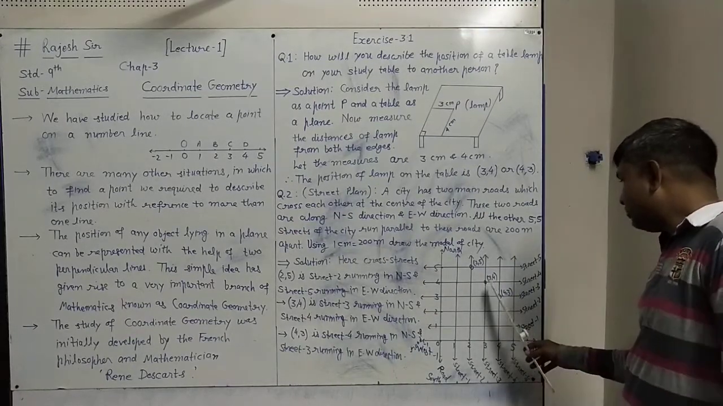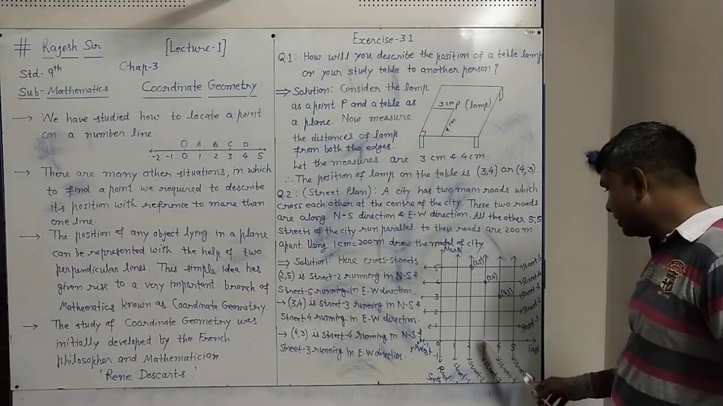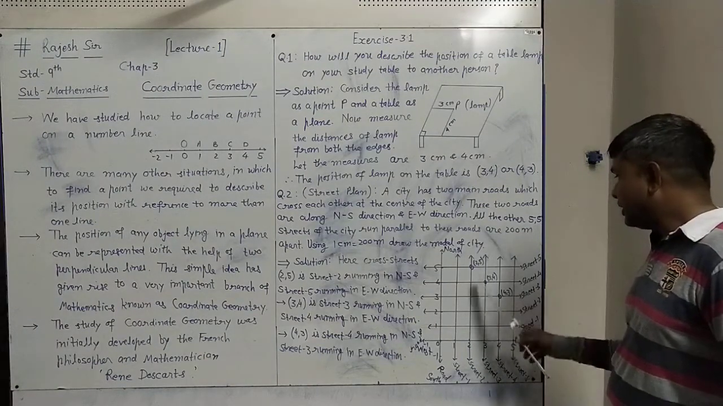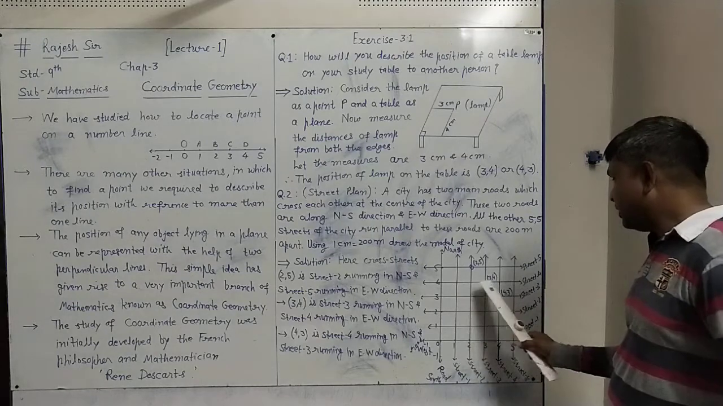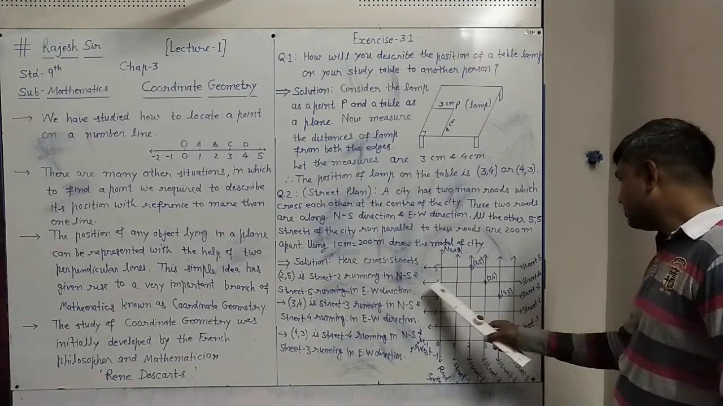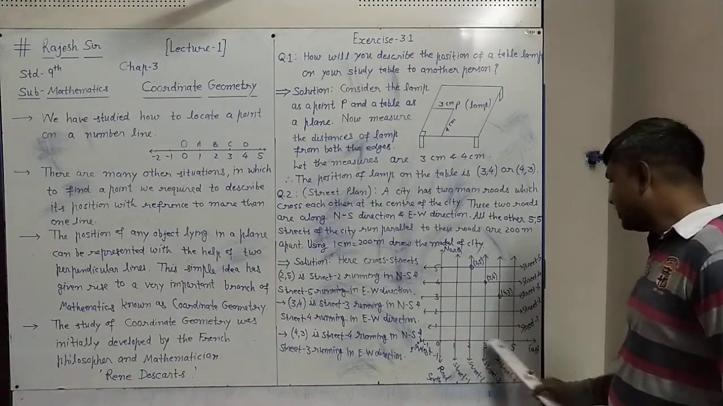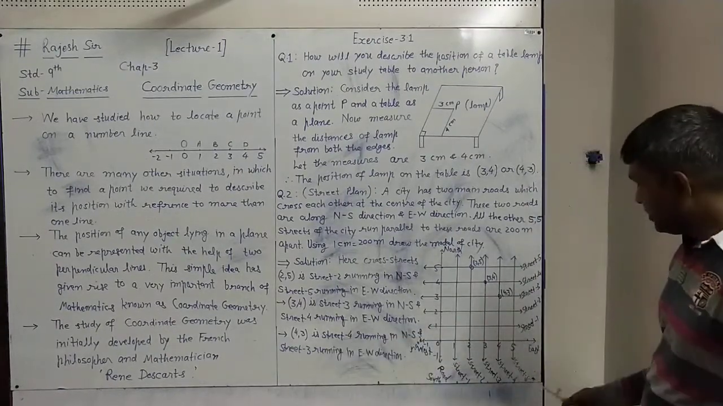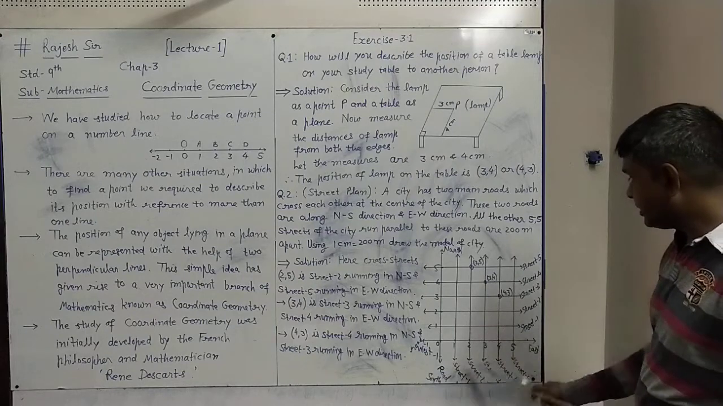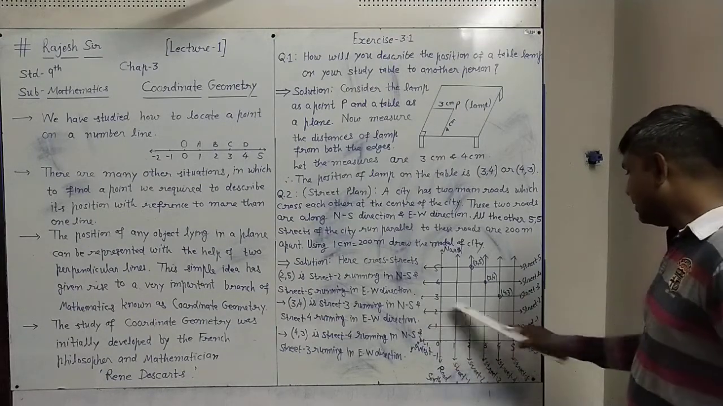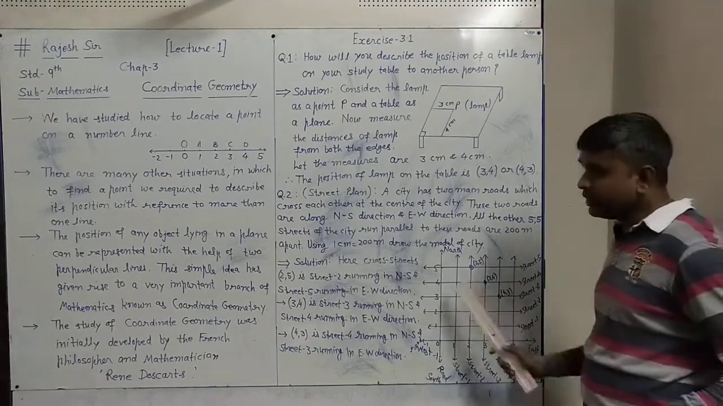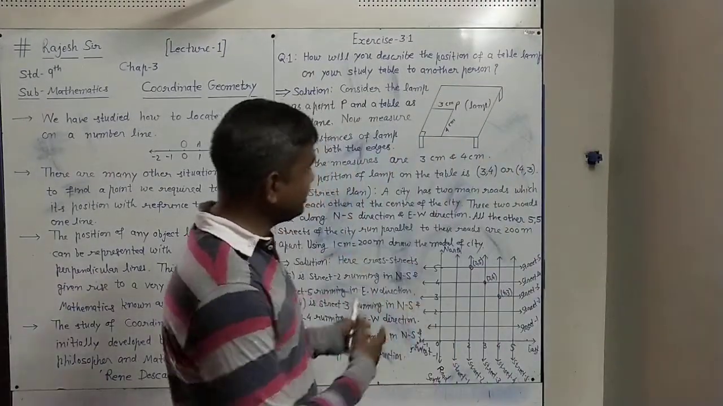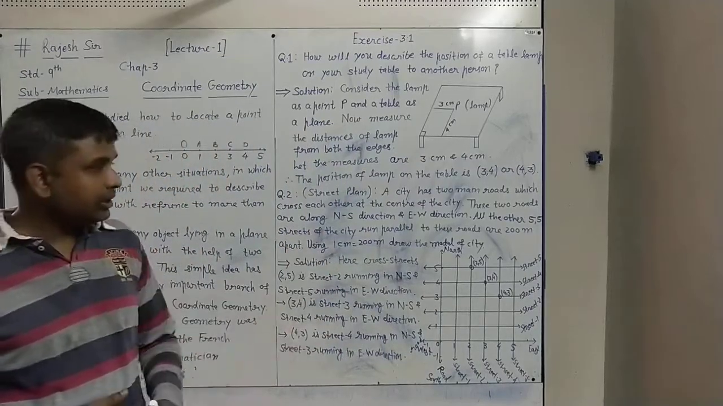So about 3, 4, we will say that street 3 is running in the north-south direction and street 4 is running in the east-west direction. About 4, 3, we will say street 4 is running in the north-south direction and street 3 is running in the east-west direction. So this way, the coordinate geometry we have used to show all these types of models and to show the roads and streets.